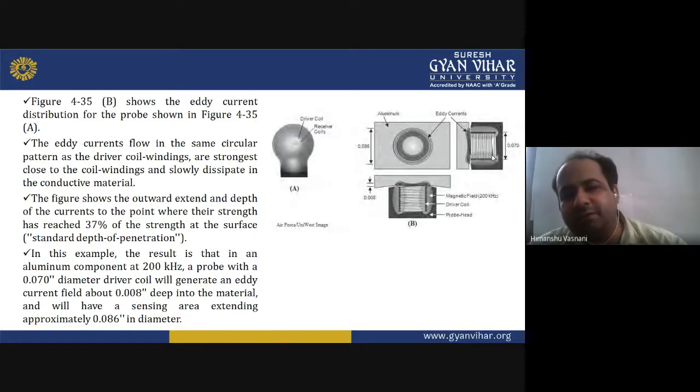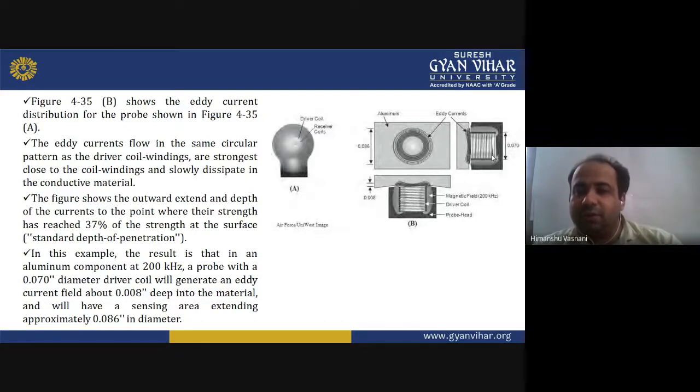The eddy currents flow in the same circular pattern as the driver coil windings. They are strongest close to the coil windings and slowly dissipate in the conductive material. The figure shows the outward extent and depth of the current to the point where the strength has reached 37% of the strength at the surface. This is the standard depth of penetration that we discussed in the previous lectures.